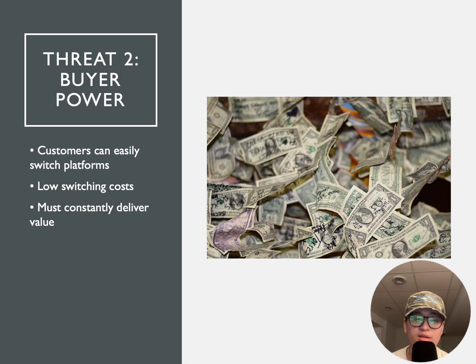The second threat that Netflix faces is buyer power. Customers can easily cancel Netflix and switch to another streaming service because switching costs are extremely low. This gives consumers strong influence over pricing and value. If Netflix doesn't constantly deliver appealing content, it risks losing subscribers to competitors.